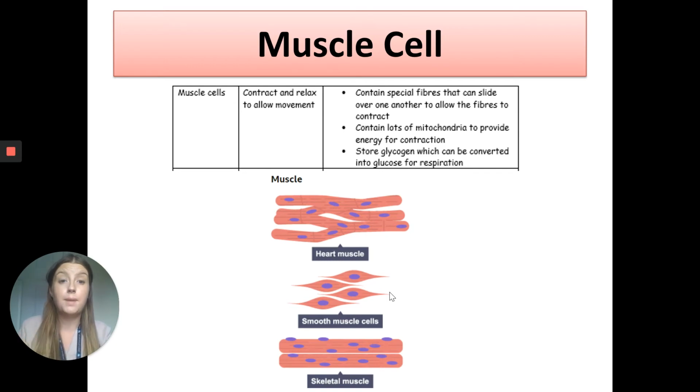When we need to respire, or when we need to respire more, for example, when we're exercising, that glycogen is converted into glucose and then utilized through respiration. Okay, and that results in the release of energy.